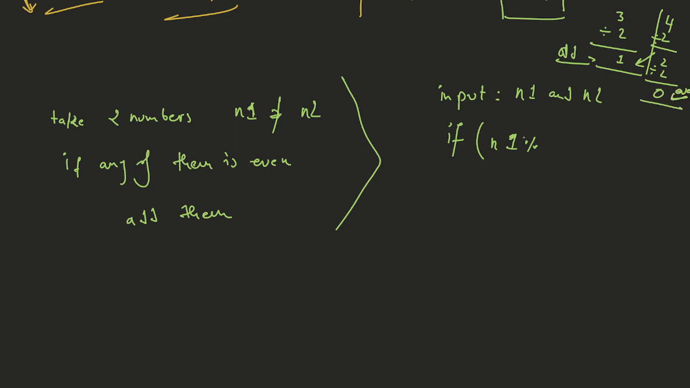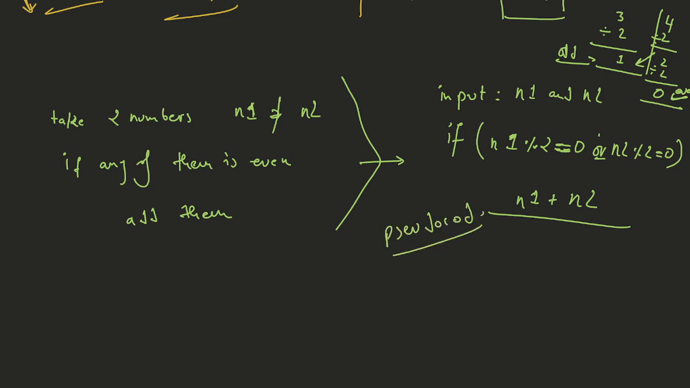Okay, now n1 mod 2 equals 0, which is like checking, or maybe equals to 0 while checking. Or n2 mod 2 equals 0. If any of them is divisible by 2 or is even, then n1 plus n2. That's it. So instead of writing all of this, we can convert this into this, and that's what a pseudocode is. Pseudocode, that's it. So that's what a pseudocode is.